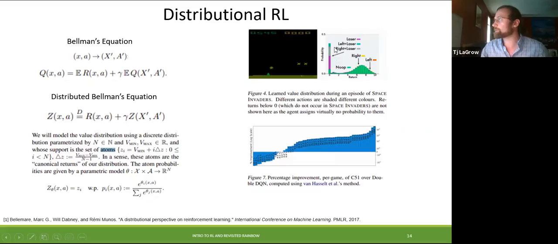But these are the probabilities of actually using this in the state space itself. And then down here is the percentage increase. They call this algorithm C51, because they end up finding that using 51 atoms in a given space is an ideal hyperparameter for distributional reinforcement learning.